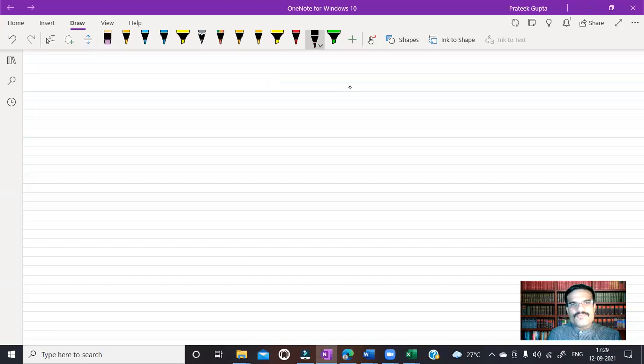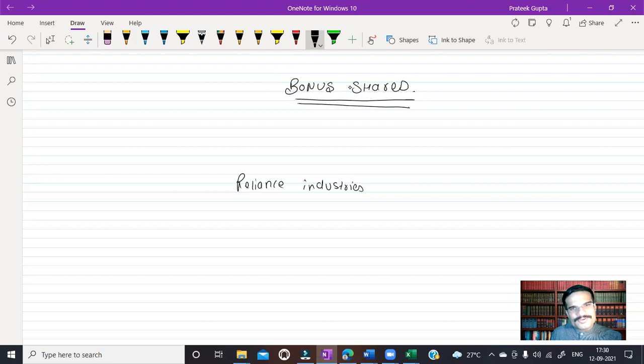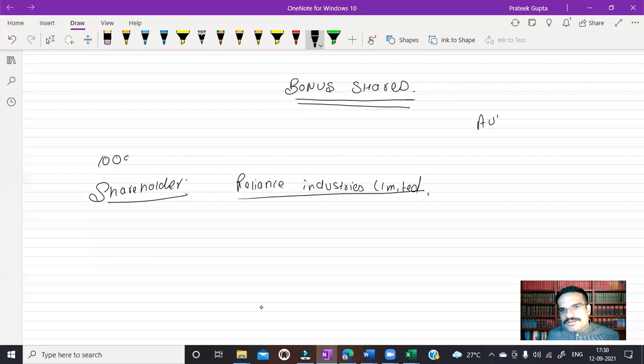For example, beta, let's try to understand the concept of bonus shares. So what are bonus shares? Listen carefully, it will be a lot of fun. For example, this is Reliance Industries Limited, which has 100 shareholders. The authorized share capital of the company is, let's say, 10 lakh rupees and the paid up capital is, let's say, 8 lakh rupees.